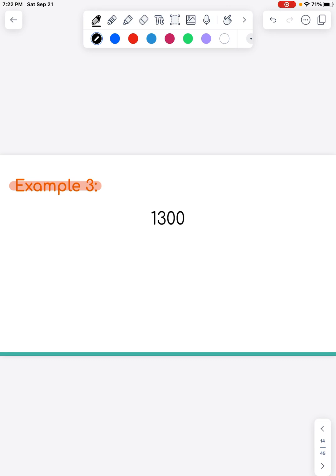Go ahead and try this next one and then check my answer. You should have gotten 1.3 times 10 to the 3rd. Now let's look at some smaller numbers.